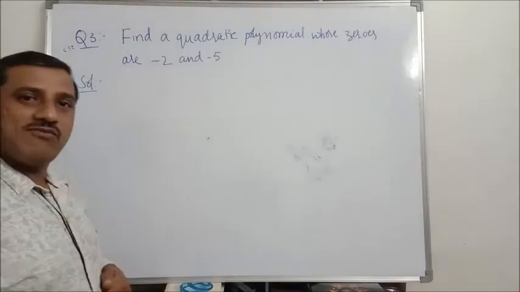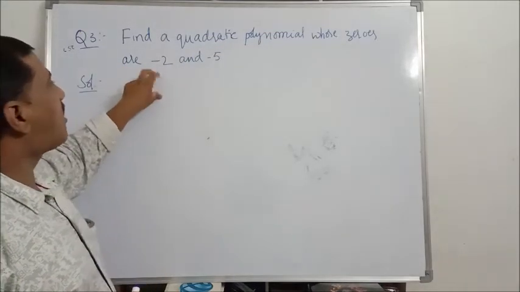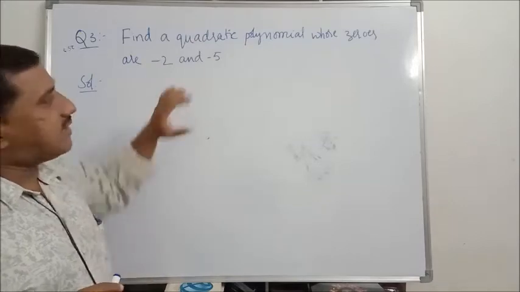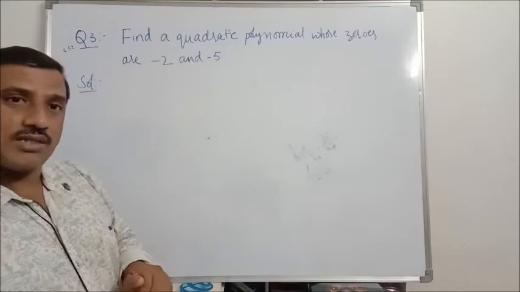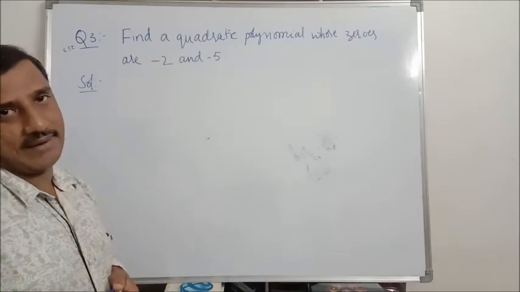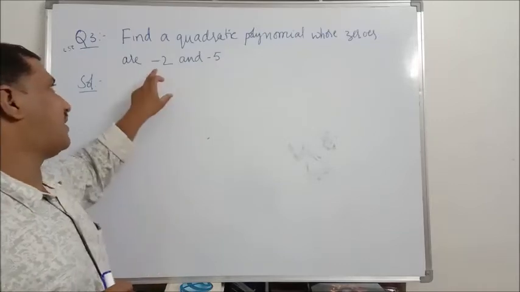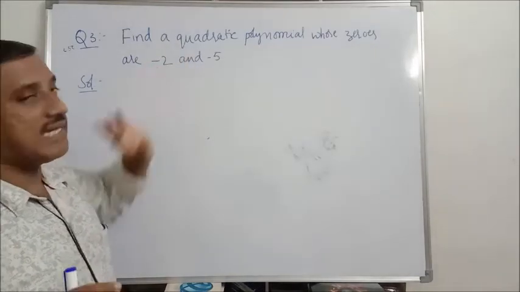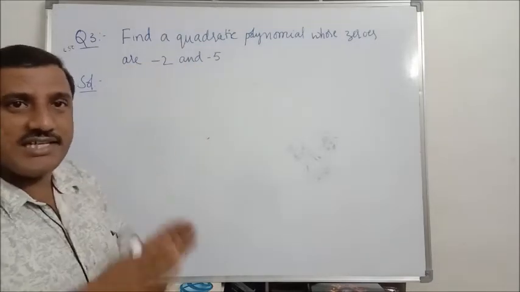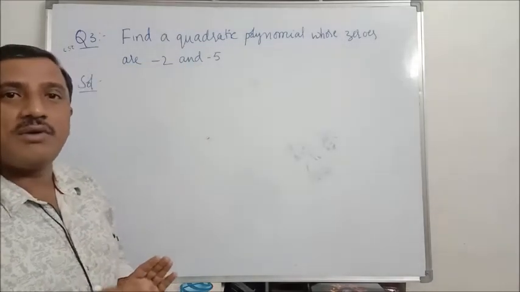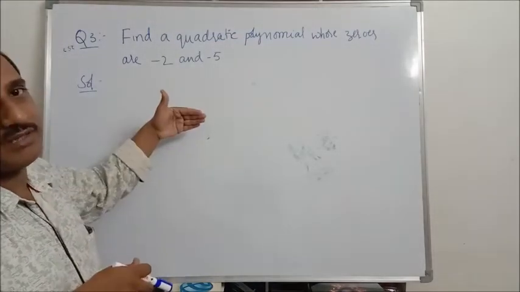Now the same kind of sum we will discuss one more. Find a quadratic polynomial whose zeros are minus 2 and minus 5. This problem is different from the previous problem. In the previous problem, the sum of the zeros and the product of the zeros were given directly, whereas here just the two zeros of the quadratic polynomial are given. That is, minus 2 is one zero and minus 5 is the other zero, the second zero. Here minus 2 and minus 5 are just the zeros of the polynomial, not the sum or the product of the zeros. That is the difference between the previous sum and this sum.